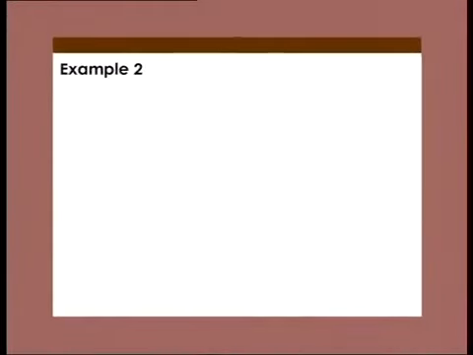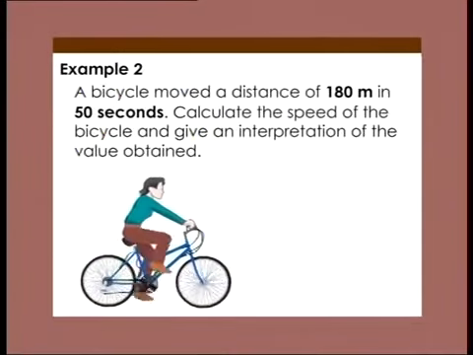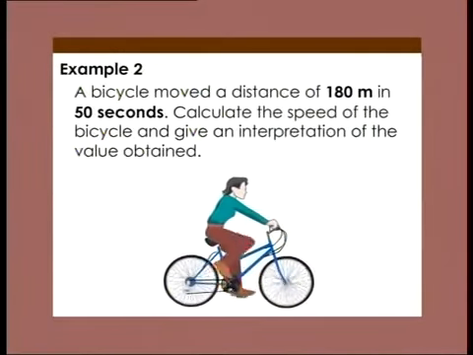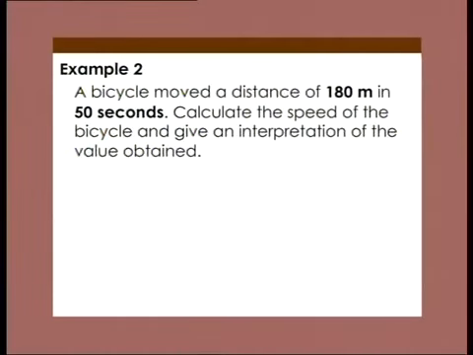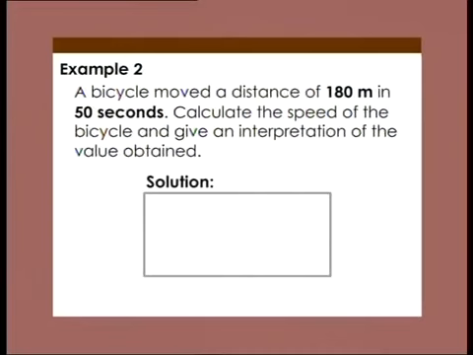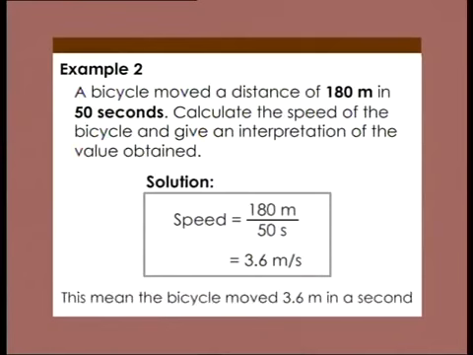Example 2. A bicycle moved a distance of 180 meters in 50 seconds. Calculate the speed of the bicycle and give an interpretation of the values obtained. Solution. Speed equals 180 meters over 50 seconds equals 3.6 meters per second. This means the bicycle moved 3.6 meters in a second.